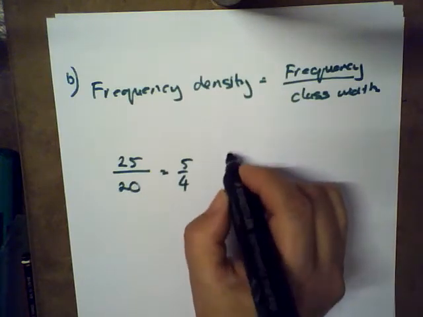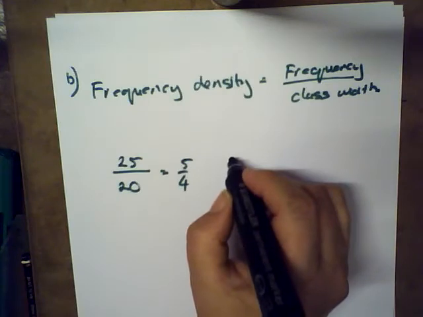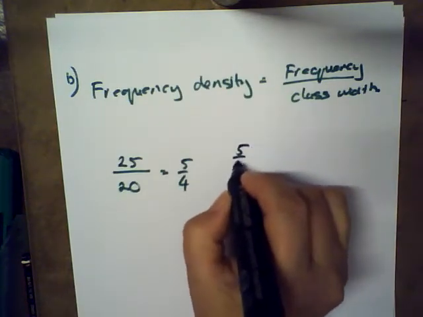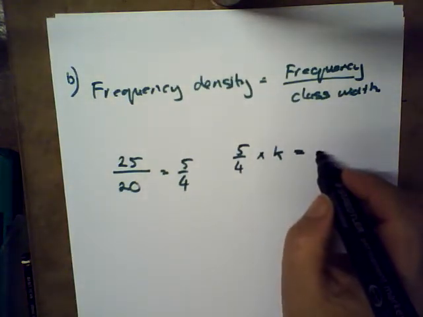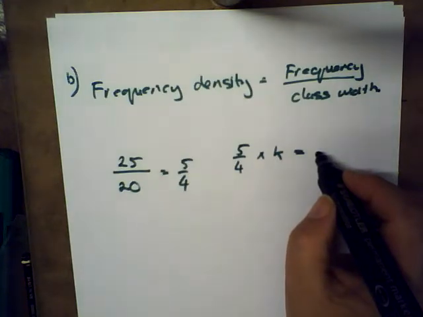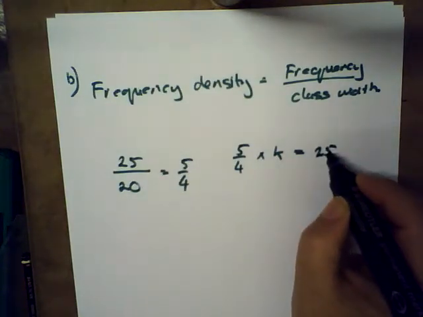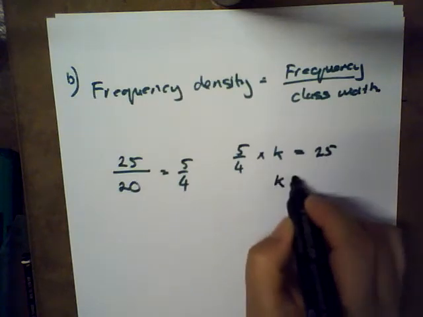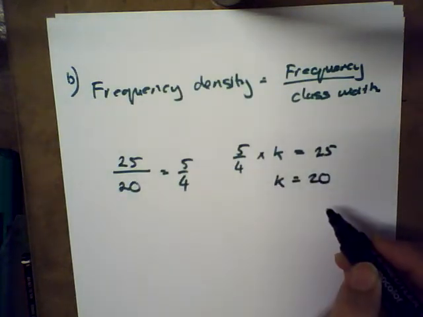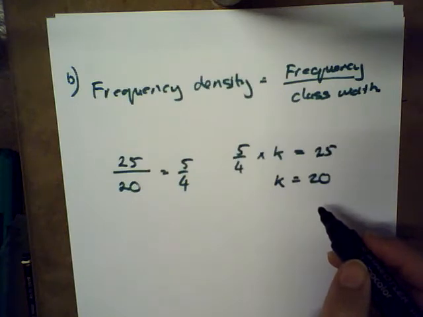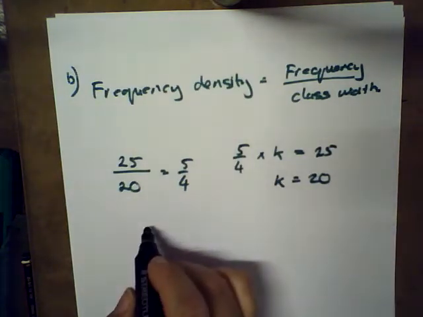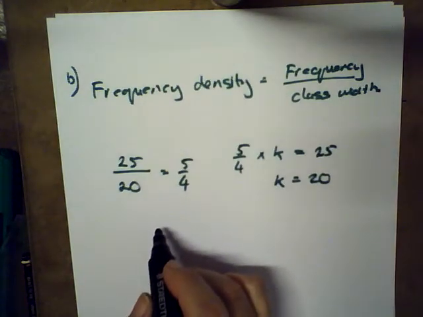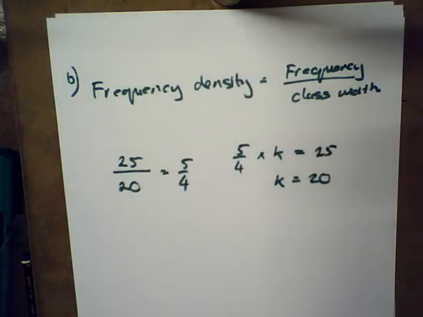So if I multiply my value of 5 over 4 with a number k, it would give us a frequency density of 25. 1, 2, 3, 4, 5. So I can see that the value of k would be 20. Now as soon as I've got that, things get a lot easier. So I know that for the first one, mark it.